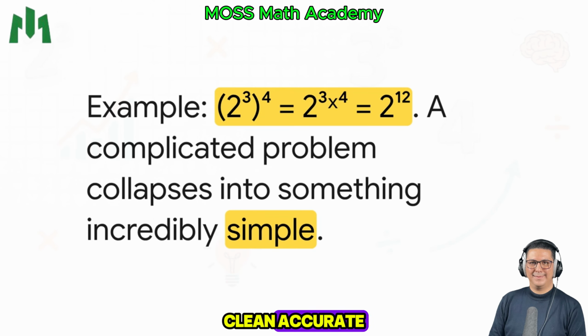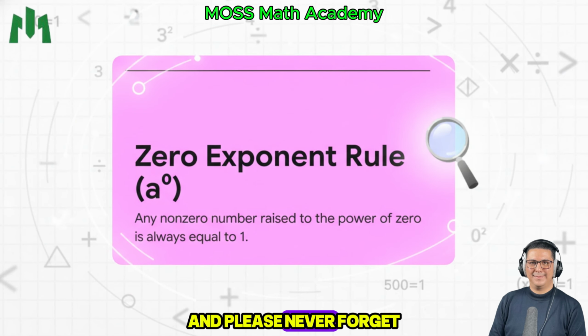Fast, clean, accurate. And please, never forget this one, the zero exponent rule. Any number that isn't 0, I don't care if it's 5 or 500 or some crazy variable, if it's raised to the power of 0, it equals 1. Always. It's such a simple rule, but the payoff is huge. It can wipe out an entire chunk of an equation in a second.